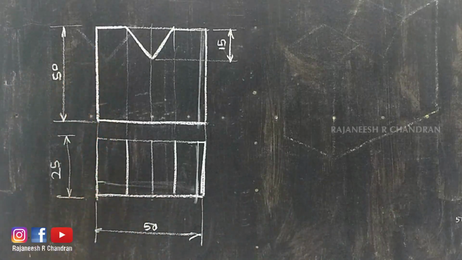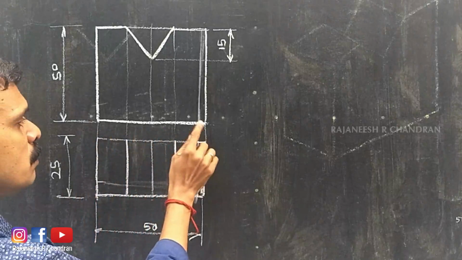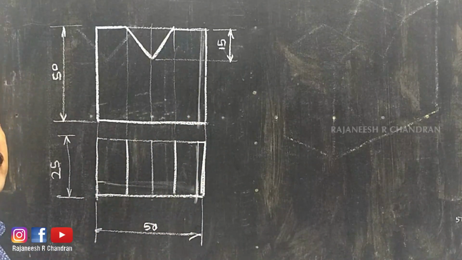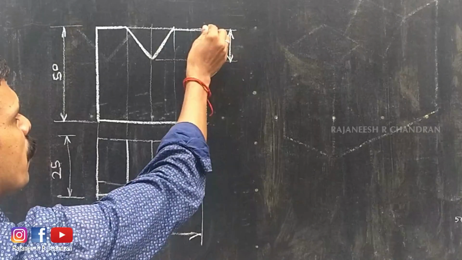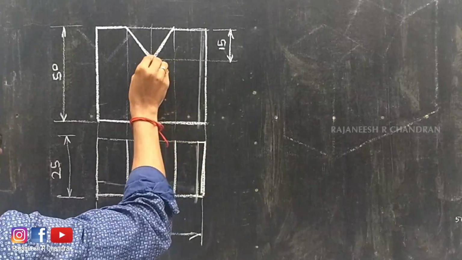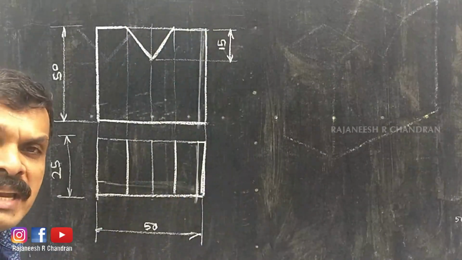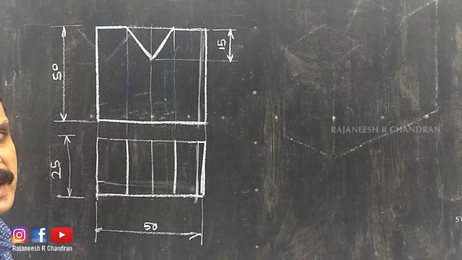It is given that the dimension is 50 into 50. So this will be 50, this will be 50, with a 90 degree V at a depth of 15 mm. From this point draw a line at a distance of 15 mm. We can obtain this point. From this point this V should be at an inclination of 90 degree. It is given that it is a 90 degree V.